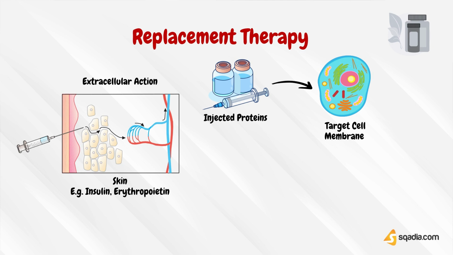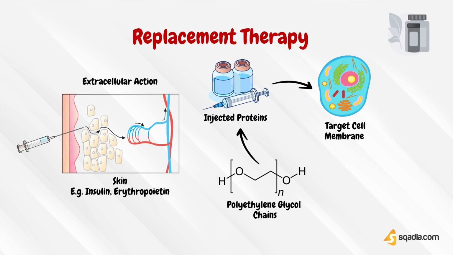Human identical or human analogous proteins are designed to have a high degree of similarity to naturally occurring human proteins, which makes them compatible with the body's biological processes. This allows them to readily bind to their specific receptors on the cell membrane and exert their therapeutic effects.